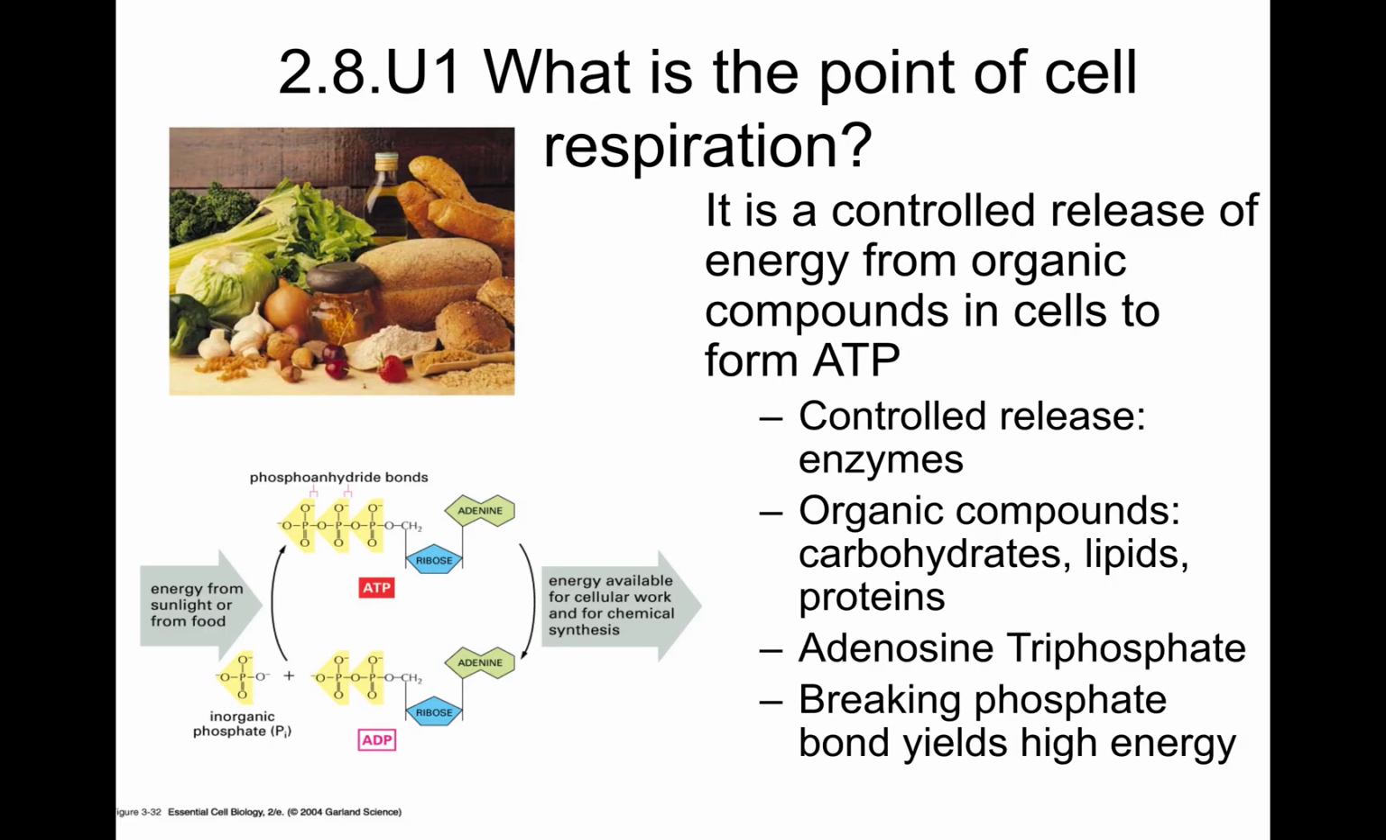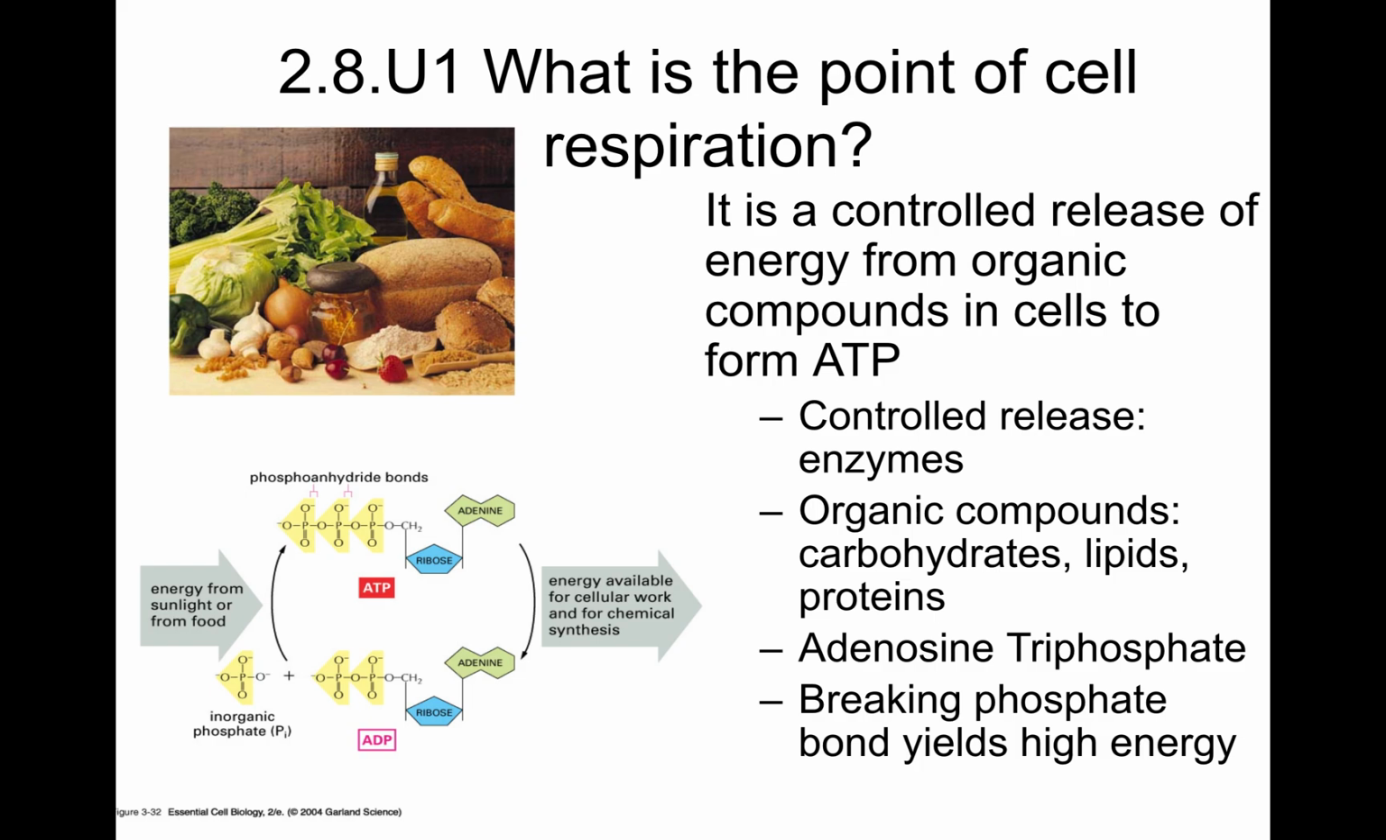So what is the point of cell respiration? It is a controlled release of energy from organic compounds in cells to form ATP. So let's break down that definition because it's kind of complex. So a controlled release. The reason it's a controlled release is because of enzymes. Enzymes are controlling the process because certain substrates match with certain enzymes' active sites, and it catalyzes that reaction, but in a controlled way. So enzymes are a big part of cell respiration.